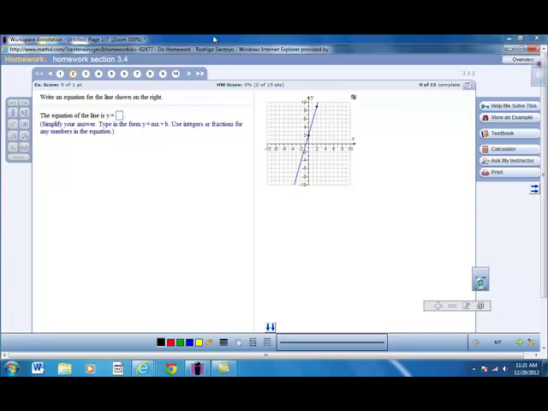Okay, we're going to start 3.4 by using our slope-intercept equation. If you remember, the slope-intercept equation is y equals mx plus b, where m is the slope and b is the y-intercept. So when looking at a graph, we can find the slope and the y-intercept.